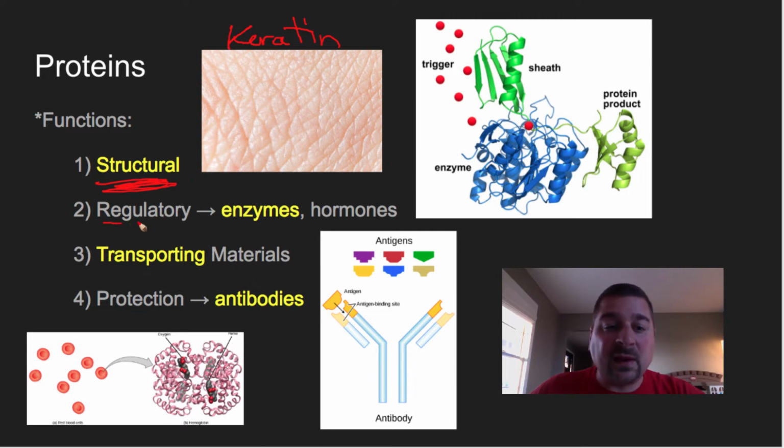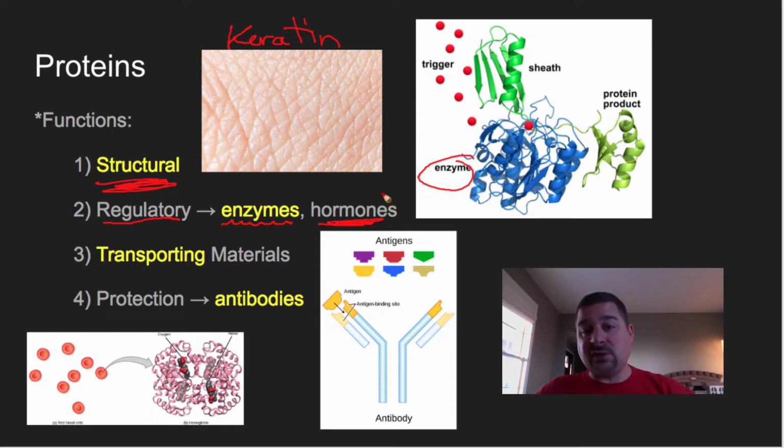Function number two, regulatory. It regulates. An important one are enzymes. Enzymes control the rate of chemical reactions. You also get hormones. Over here is a picture of an enzyme. Again, you see these alpha helices and pleated sheets, these zigzags. Enzymes are needed to break down things, and to put things together, build things in our body. And also hormones that regulate our body, how our organs talk to each other without using the nervous system.